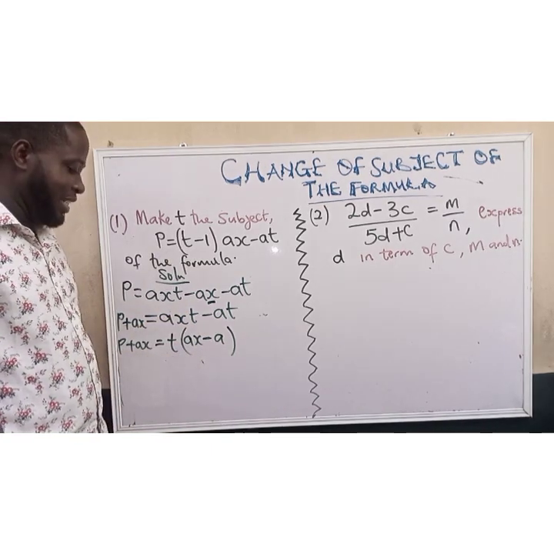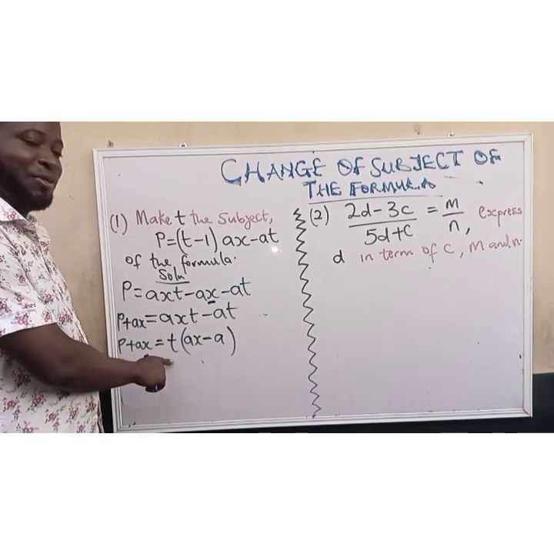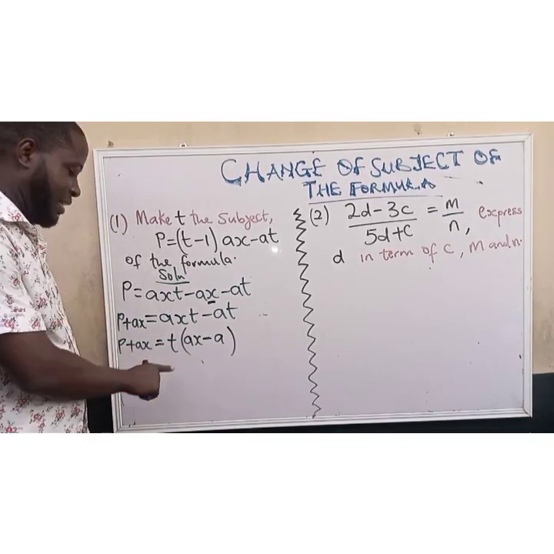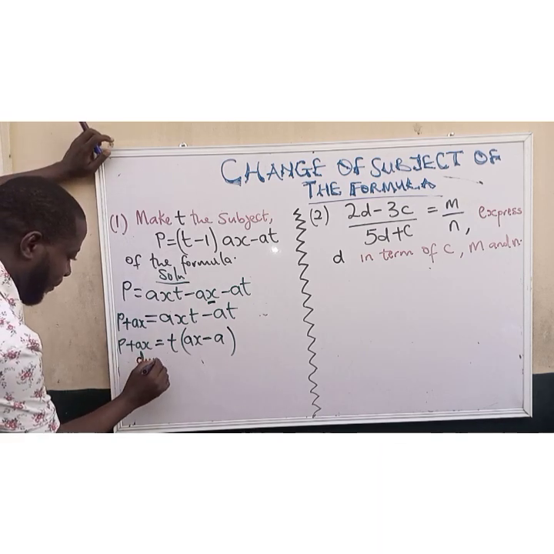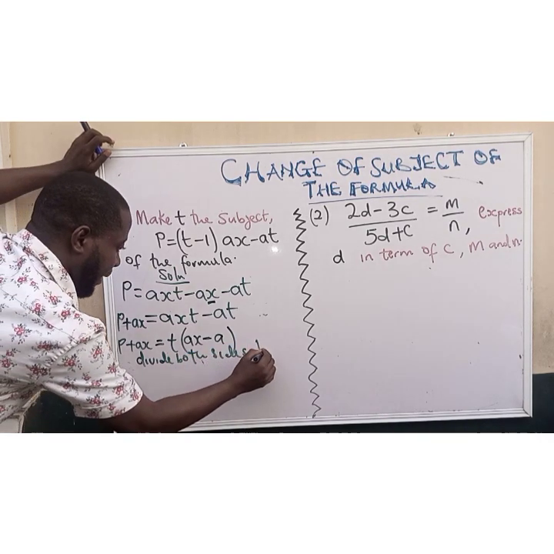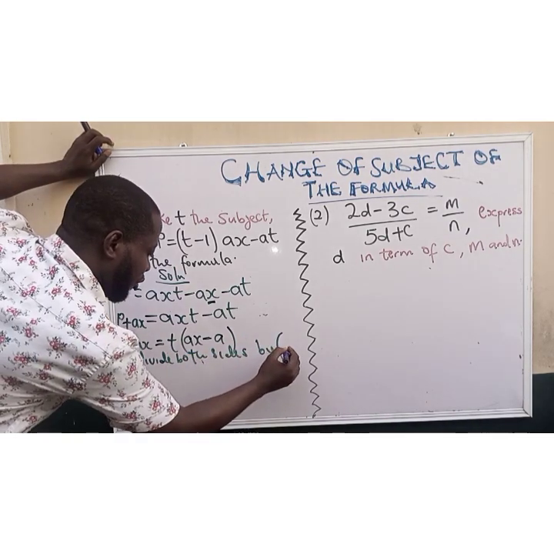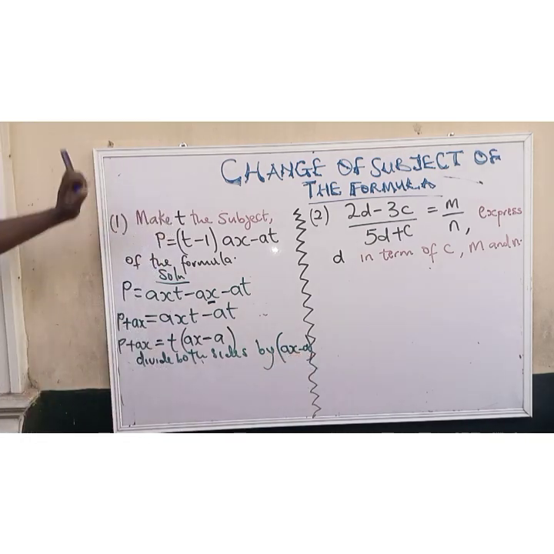The coefficient of t here is (ax minus a). That's the coefficient of t. That is what is attached to t. So then I will use it to divide both sides. Divide both sides by the coefficient of t, which is ax minus a.